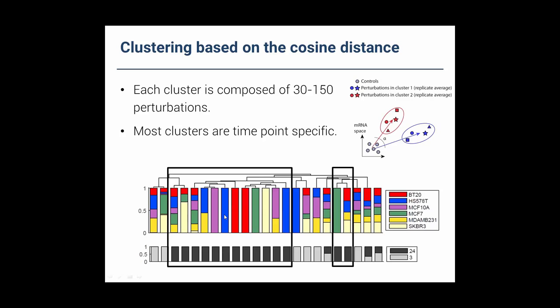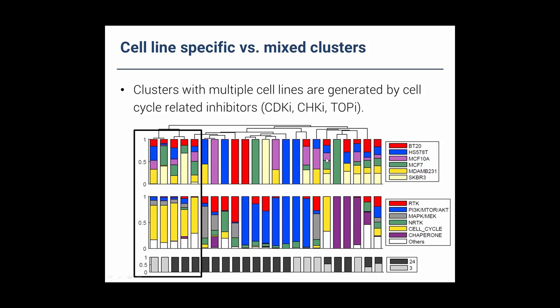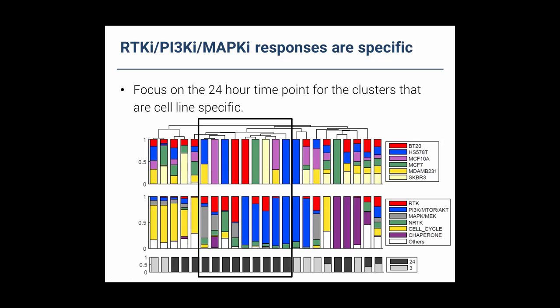So if we take those clusters at 24 hours, as we already discussed before, there are a few of them at the left that are mixed of cell lines, whereas a big chunk of them are cell line specific. And this again shows that the clusters that are mixed on the left are induced by perturbations that affect the cell cycle, whereas the clusters that are specific are induced by kinase inhibitors, RTK inhibitors, PI3K inhibitors, or MAPK inhibitors.